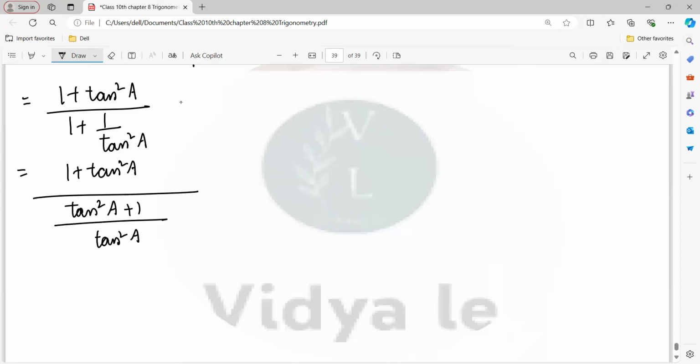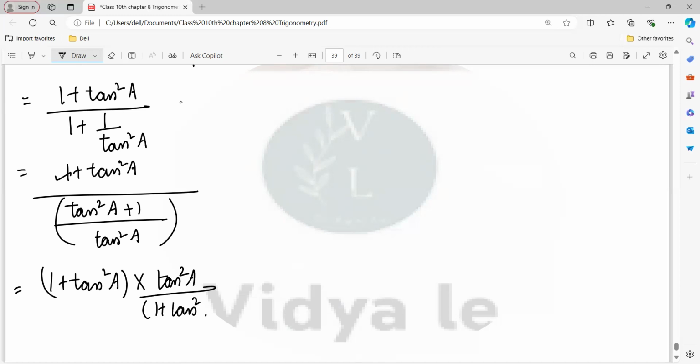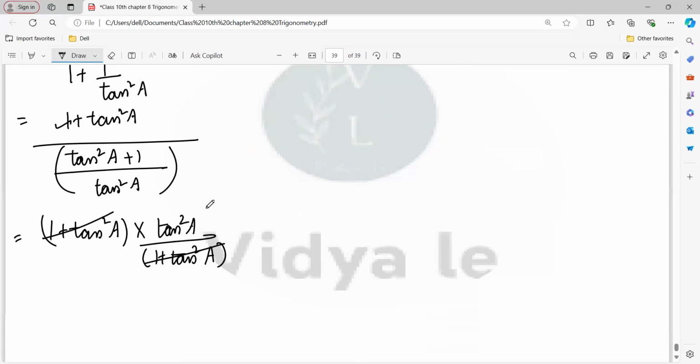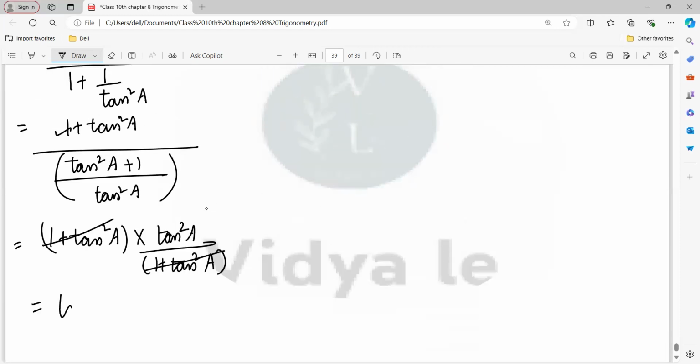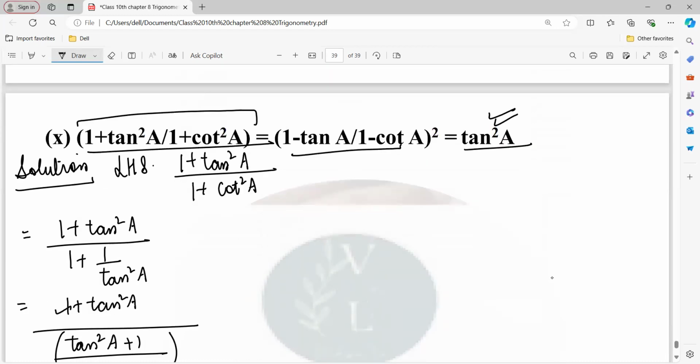Now, this term is dividing with this term. To multiply both the terms, we'll take the reciprocal of the denominator. So it will be tan square A upon 1 plus tan square A. Tan square A plus 1 upon 1 plus tan square A will get cancelled out. So we got tan square A. This is what we want, right? Now, let's solve the right hand side.